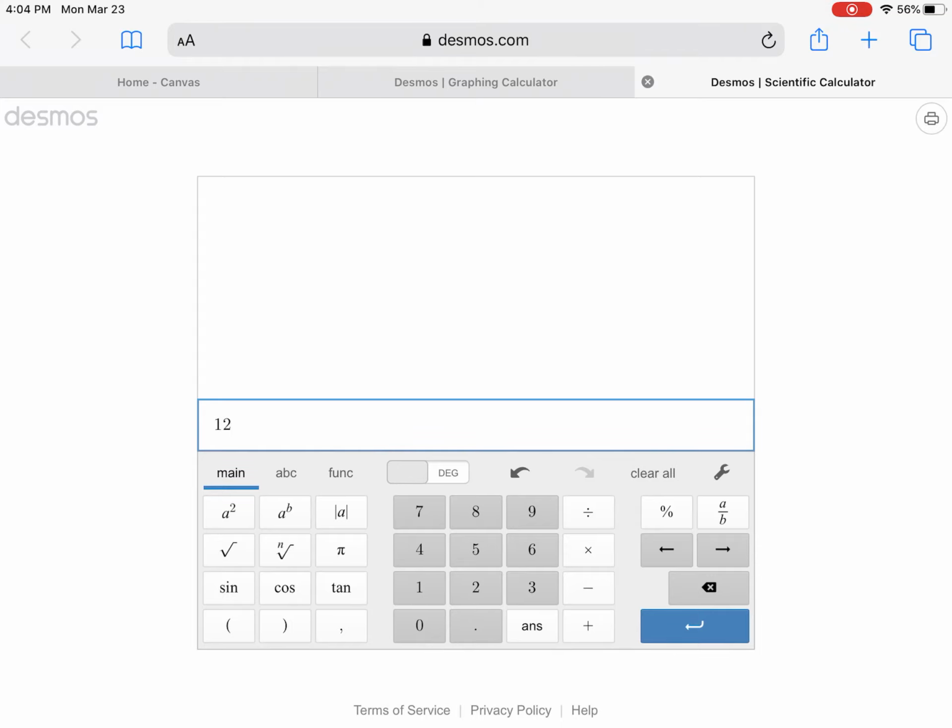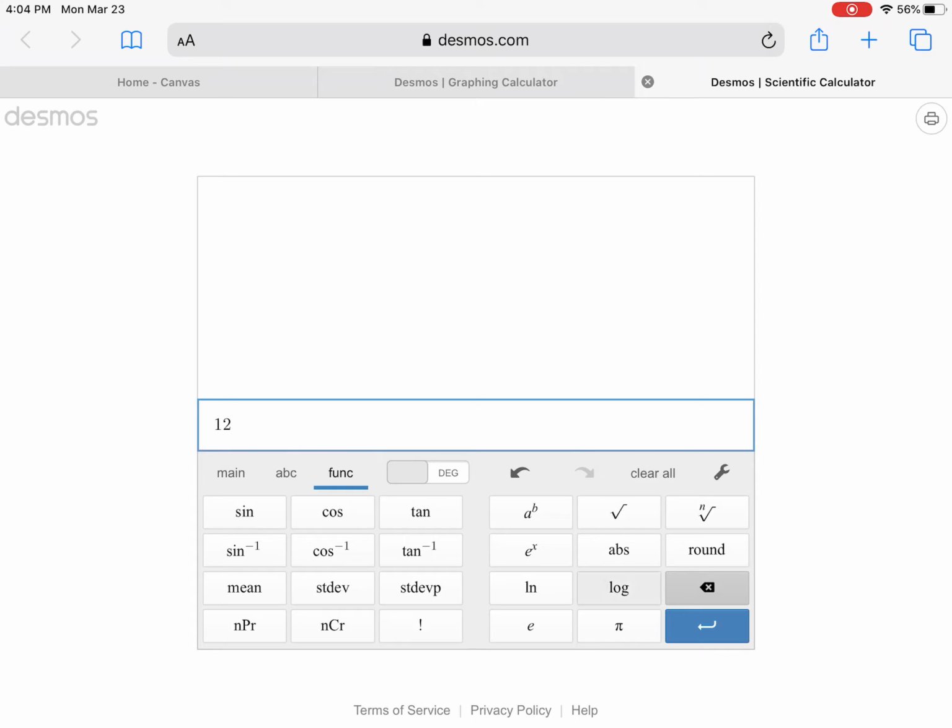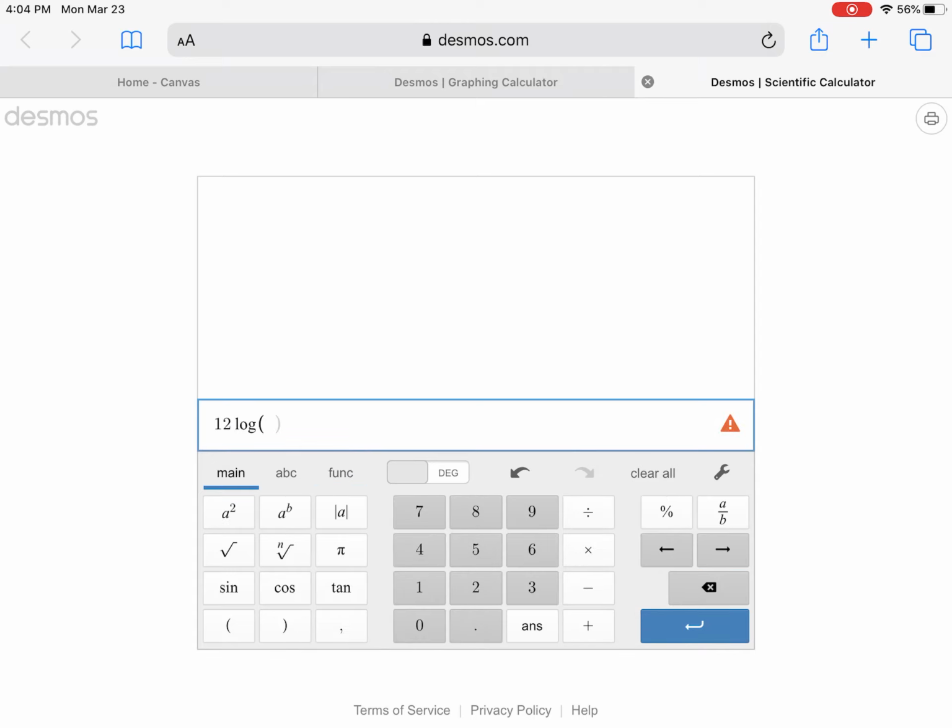Again, log is on Desmos. If you click the function button, log is right there. Times the log of 1001, close my parentheses, and then plus 25. So there is our answer right there: 61.00520893.